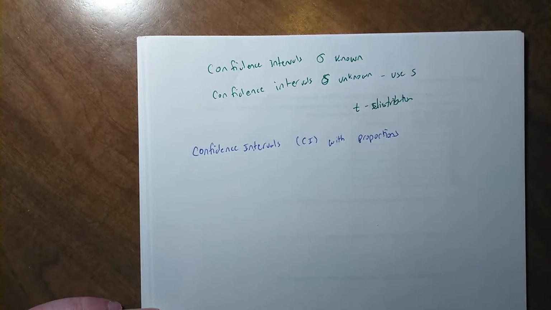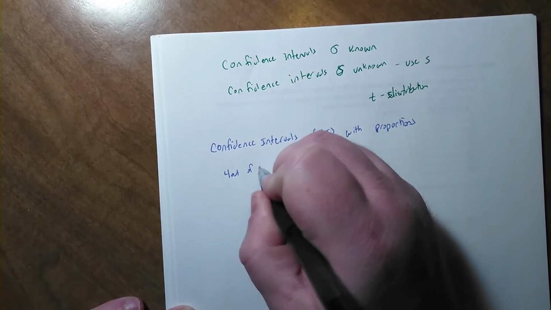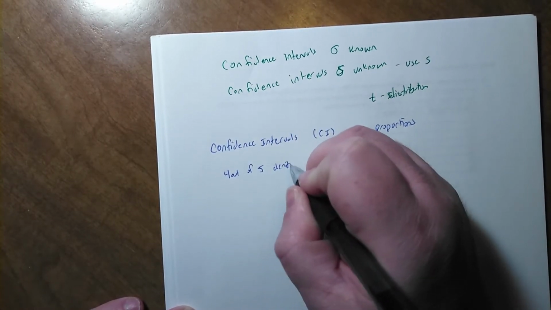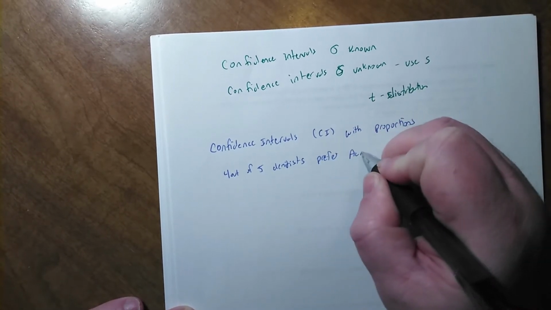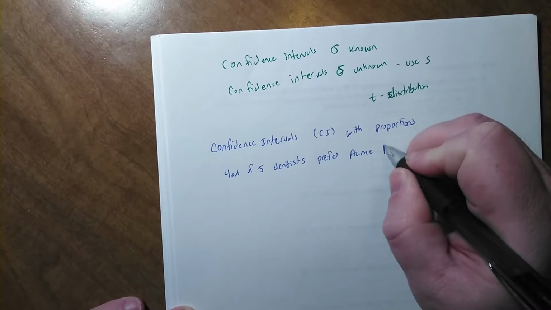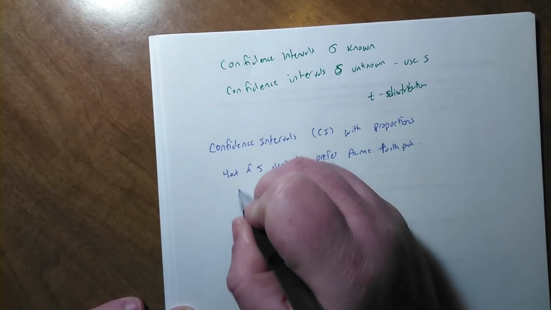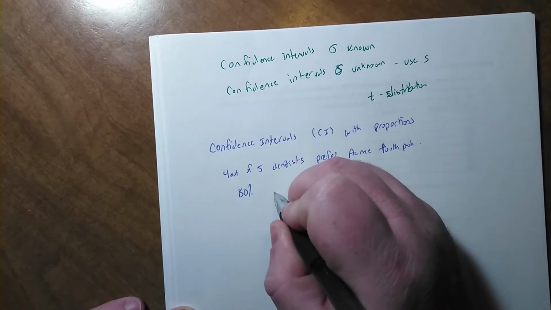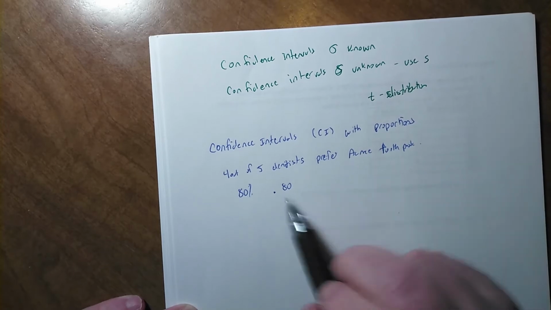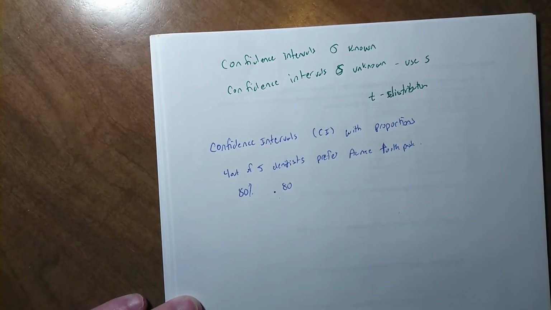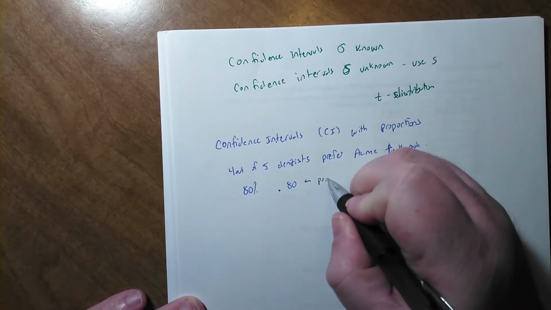That looks like our point estimate would be 4 out of 5 dentists prefer Acme toothpaste. Okay, that's not really what we're looking for here. It's 80%, or really what we're going to be dealing with is 0.8 of dentists. The proportion of dentists that prefer Acme toothpaste is going to be 0.8. That's our point estimate.